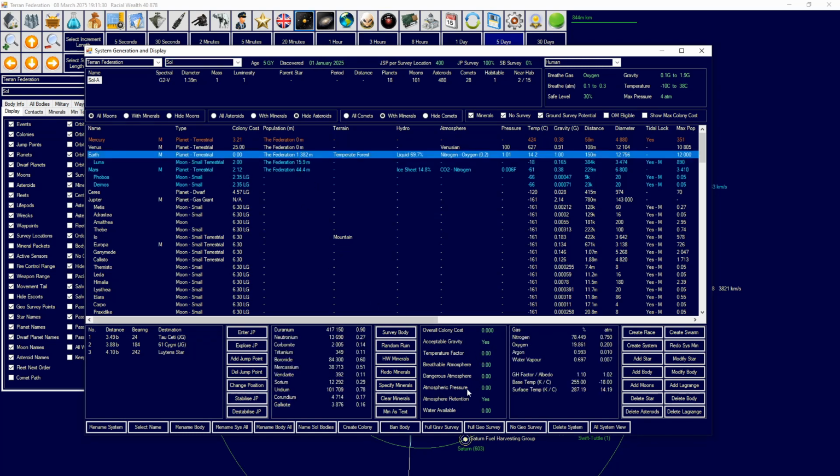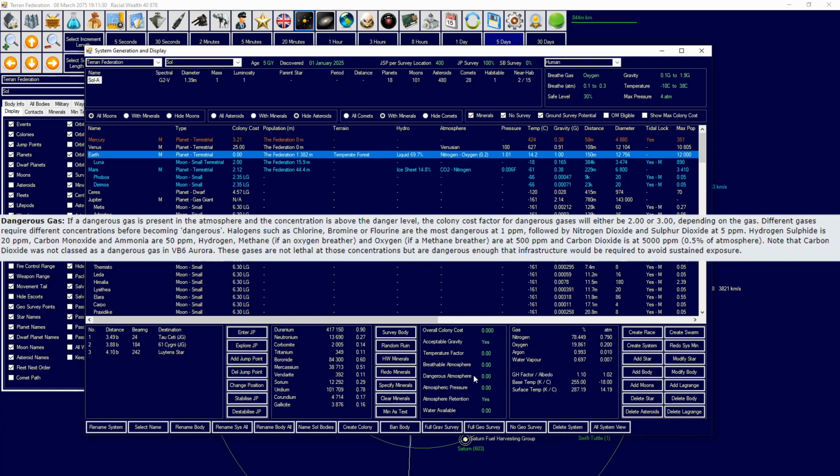Okay, next we have dangerous atmosphere. Now this is to represent dangerous gases such as carbon dioxide, chlorine, sulfur dioxide, all of these things that are harmful to human life. So you may know in real life, gassing people with chlorine, it's not the best for people. People can't breathe in chlorine. So here's how the mechanics work, and I'm going to put that on the screen really quick.